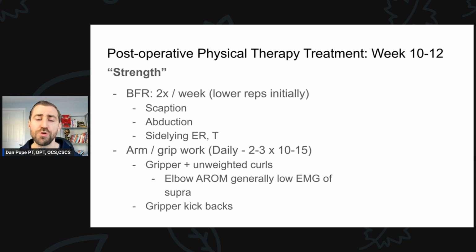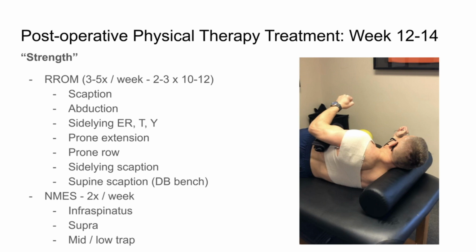At this point, we're also doing a little bit of arm and grip work. And that would essentially be unweighted curls with a gripper. So basically taking a hand gripper and squeezing it while you're performing bicep curls and tricep extensions, right? So we did gripper squeeze kickbacks as well as an active range of motion elbow flexion. So bicep curl with a gripper. When we got to week 12, again, we just bumped things up a little bit more. So all those movements that were active range of motion, we turned them into resisted range of motion, right?